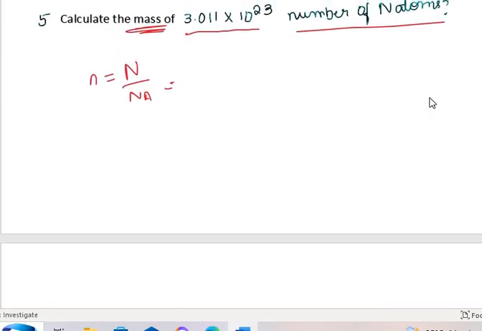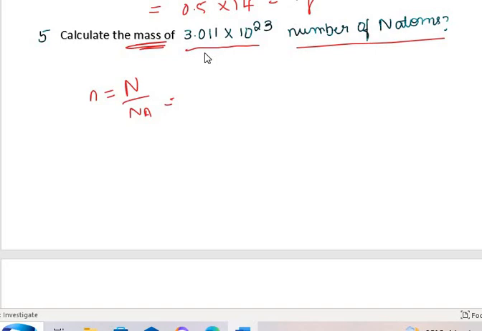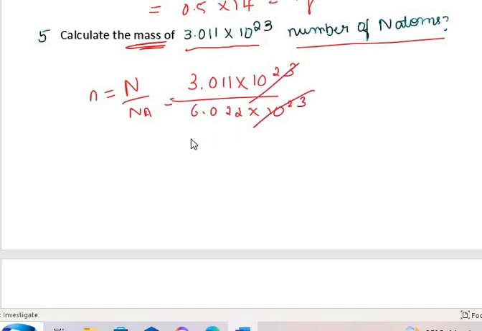What is the number of atoms or particles I have given? 3.011 into 10 to the power of 23 divided by, what is the standard Avogadro number? 6.022 into 10 to the power of 23. You can cancel, and totally you will get 0.5. 1 by 2 is nothing but 0.5. So it's like 0.5.